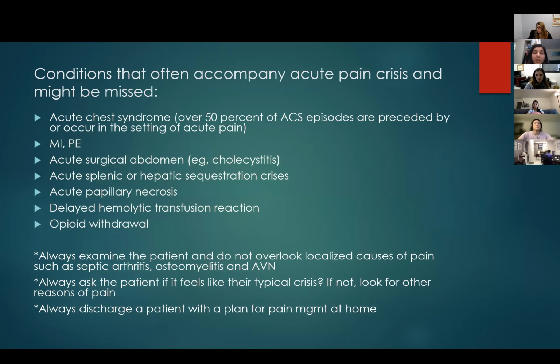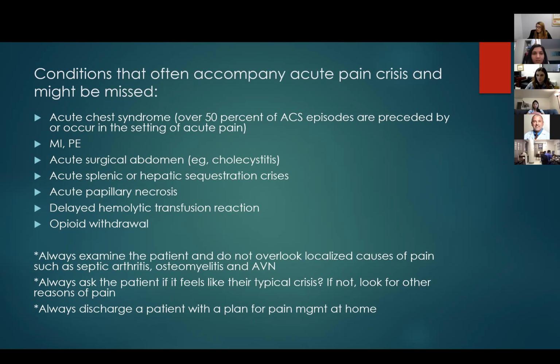If they're complaining of chest pain, it could just be ribcage pain from vasoocclusion, but it could very well be an MI or PE. And these patients are at an increased risk of these complications. So make sure you do an EKG, and if they're hypoxic, have a low threshold for doing a CT angio.